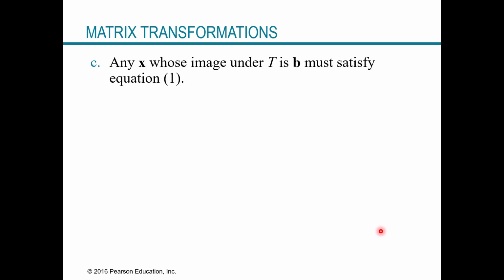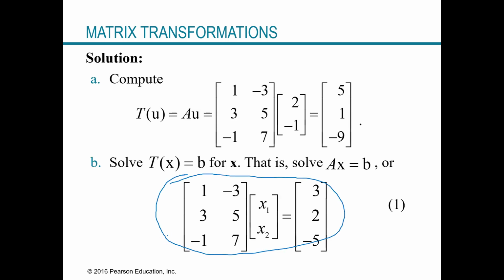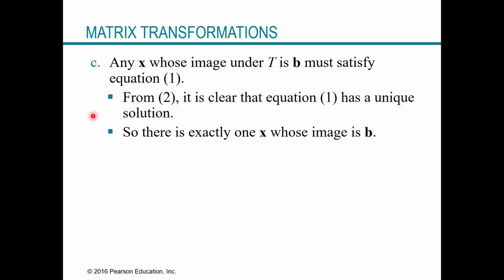All right, now let's try letter C. Any x whose image under T is b must satisfy the equation that we came up with a little bit ago. It was this equation here. Okay, and so from our result, when we did our row reduction, we have that there's only a unique solution. So we got one specific x1, one specific x2, and that's the only solution. And that was from doing our augmented matrix and then reducing it. So there's only one x whose image is b under our transformation T.